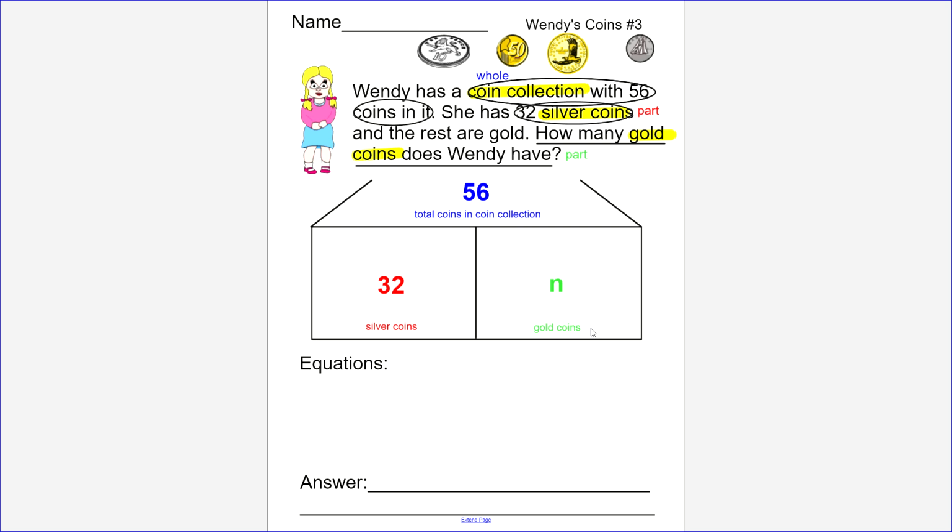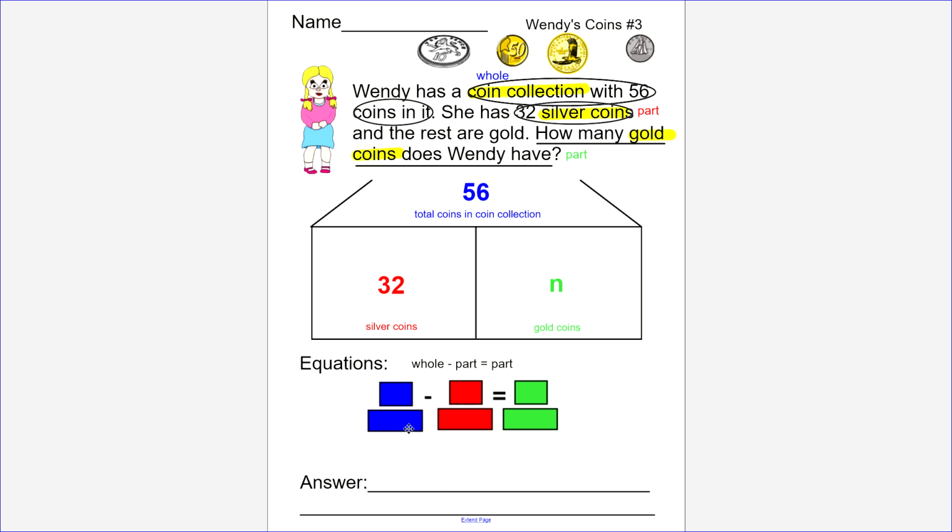I want you to think, when a part is unknown, do we add or subtract? Think about what you know about wholes and parts. When a part is unknown, do we add or subtract? Yes, when a part is unknown, we subtract, because whole minus part equals part. We are going to write a subtraction equation to solve this problem, because when we do not know a part, we subtract to find the answer.